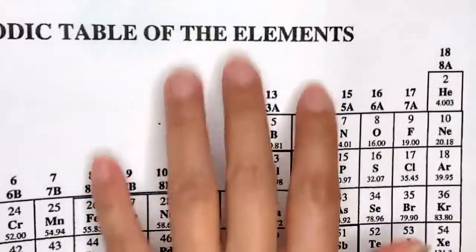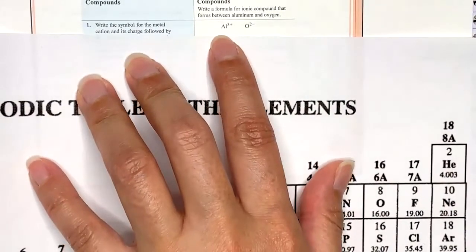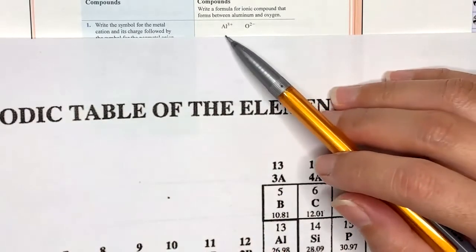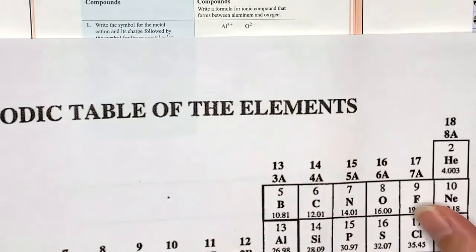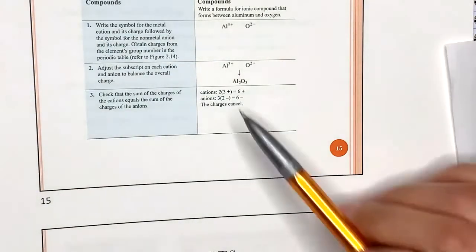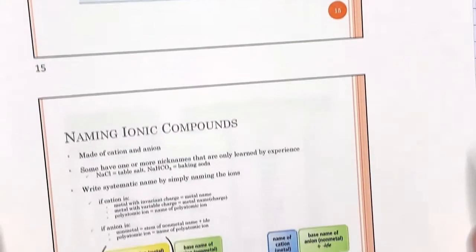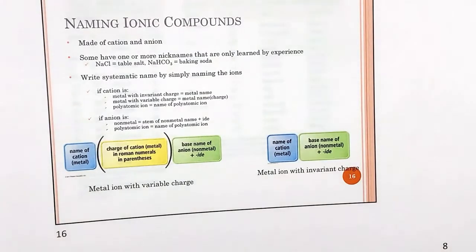Now, because of that, you have these charges now. Okay, Al3 plus O2 negative. So how do we get it? We can do the crisscross. So now the formula would be Al2O3. Okay, so our answer here is Al2O3. So let's go ahead, now that we know how to write these formulas, we want to go ahead and start learning how to name them.